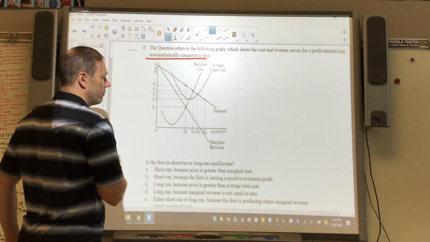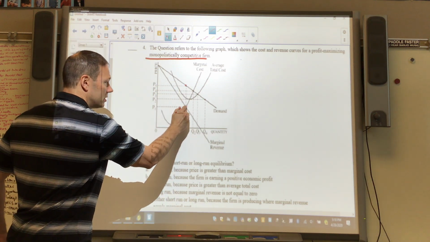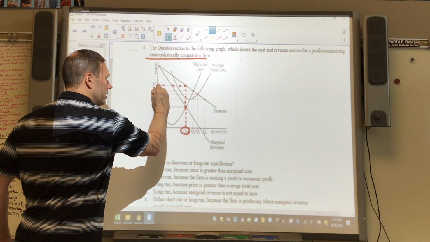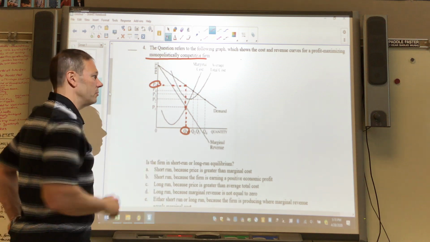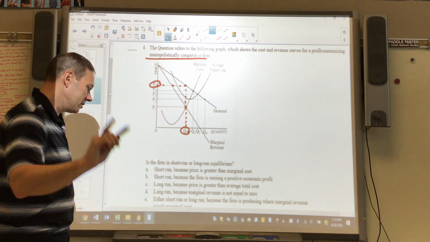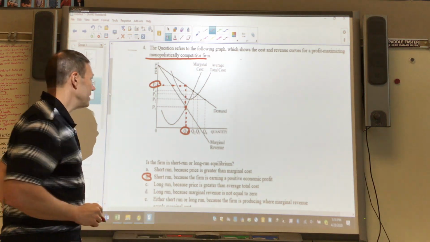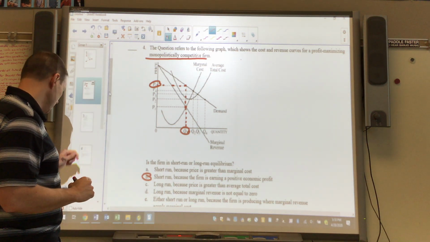So again, MR and MC determines your quantity, come up here to find your price, so this is going to be the price. In the long run, ATC would be the same as price. Well, here ATC is lower than price. Letter B is accurate. They are earning a positive economic profit.